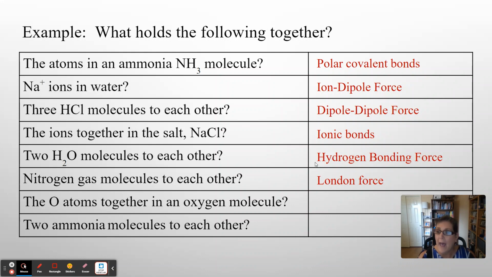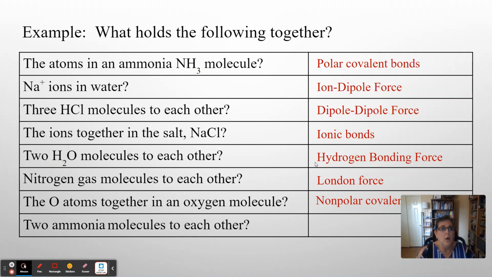All right, what holds the O atoms together in an oxygen, O2 molecule? Atoms. We're holding atoms together. So it's got to be a bond. What bond goes with O to O? Is there a metal? No, so it can't be ionic. It must be covalent. Are we polar or nonpolar when we're bonded to ourselves? O to O. We're nonpolar because the electrons are in the middle. So it's a nonpolar covalent bond. Nonpolar covalent bond.